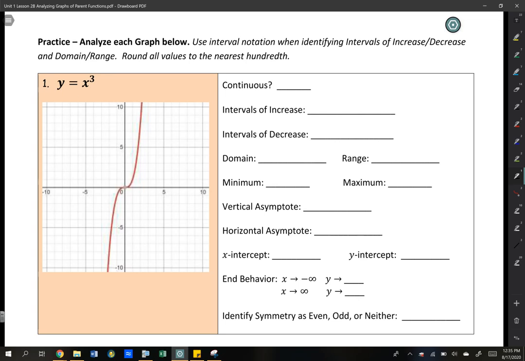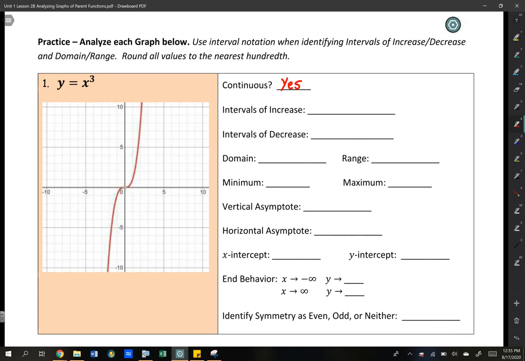So the first question is, is the graph continuous? Now remember, we said that if you don't have to lift your pencil off the page, then we know that the graph is continuous. And we never have to lift our pencil off the page. So the answer to the first question is yes.